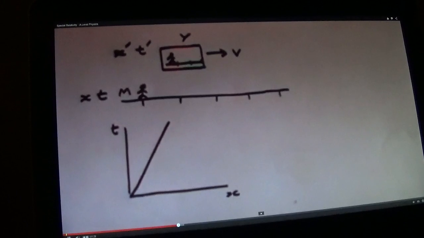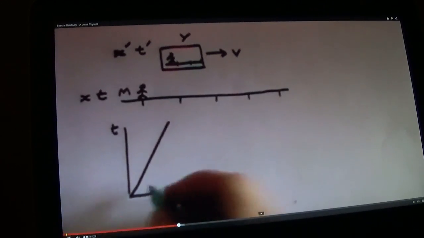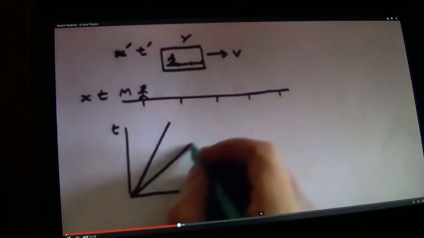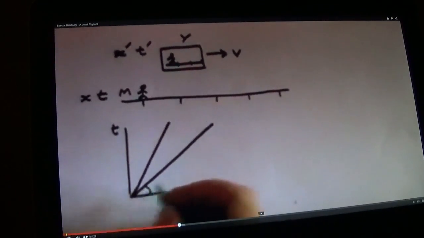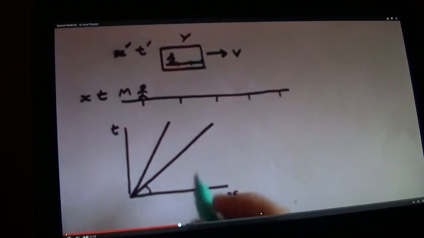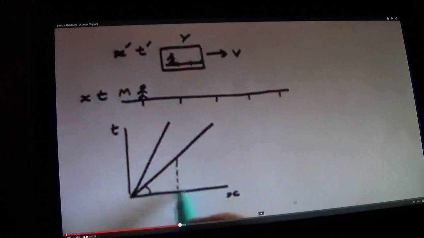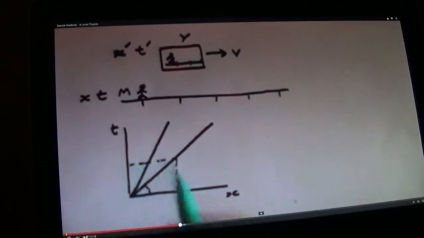I could incidentally also measure the speed of light. That will be c. By convention, we tend to draw the speed of light at an angle of 45 degrees. But the point about this is that the scale has to be such that this is the speed of light. So, for example, if this is 1 second, then this has to be 3 times 10 to the 8th meters, because light travels at 3 times 10 to the 8th meters per second.